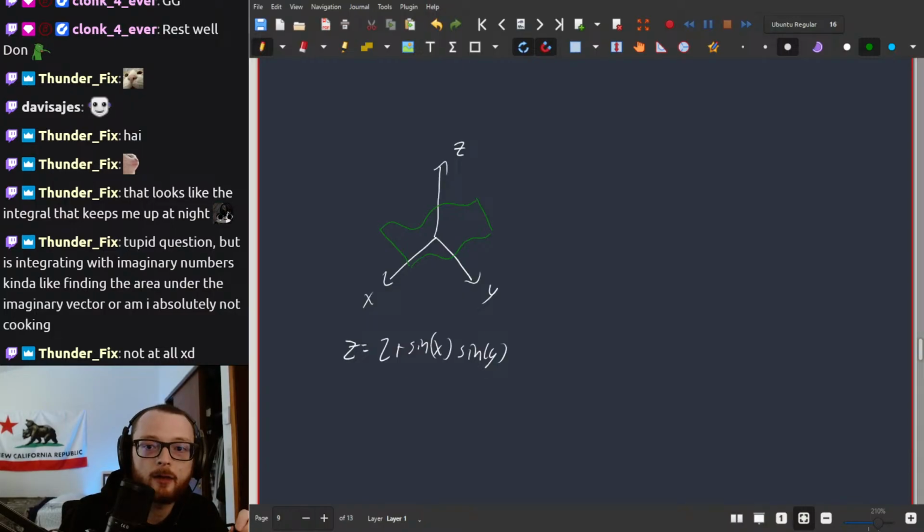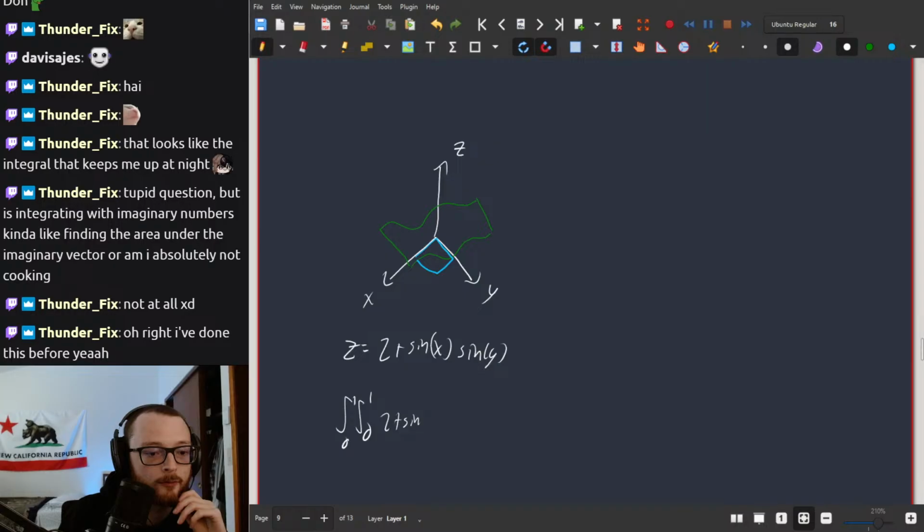So you can integrate and find the volume underneath this surface, which is like the exact analog of the area under the curve in regular single variable calc. And how that would look is just you do two integrals in a row. Let's say you want the volume underneath the square of length 1. You'd have an integral from 0 to 1, 0 to 1, 2 plus sine x sine y dx dy. Okay, yeah.